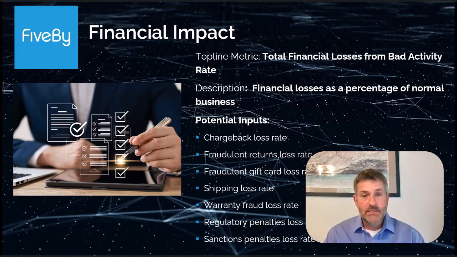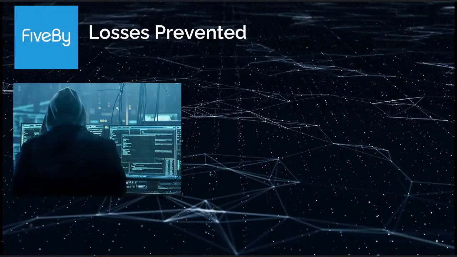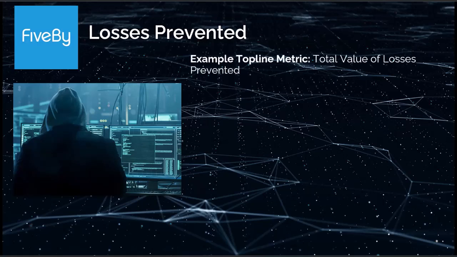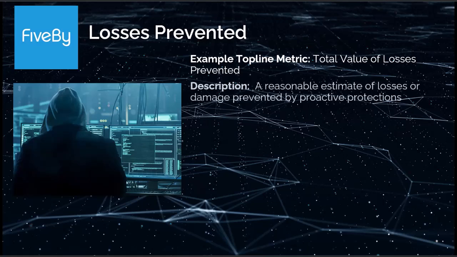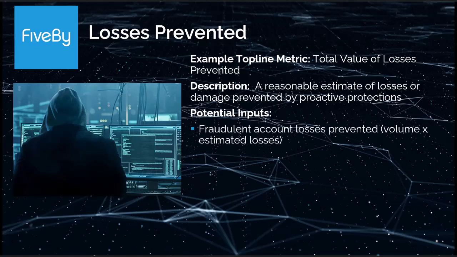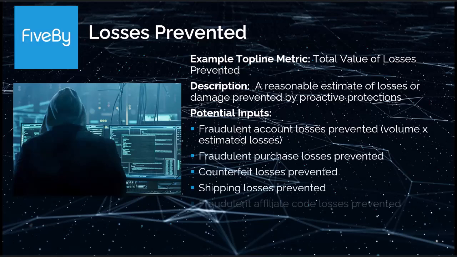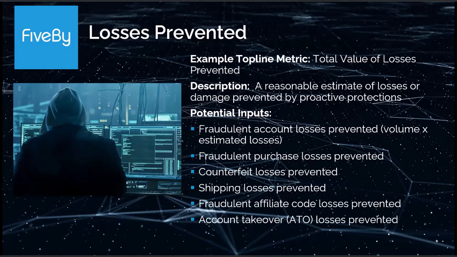The third is losses prevented. Now, this is a tricky one. It's not for every situation, but it's been very helpful to me in the past, in particular cases. You use it in situations where you want to be very proactive in your defense. So if you don't have the luxury of waiting until a crime occurs to stop the activity, if instead you must stop the activity before a crime occurs, then how do you calculate the impact of that activity? Well, it's with a losses prevented metric.